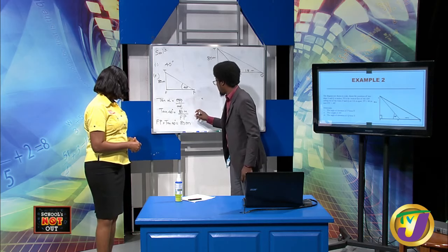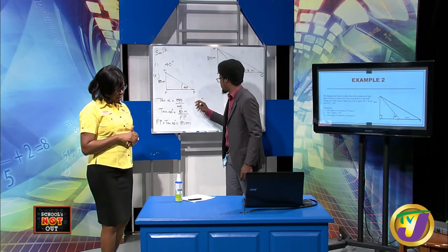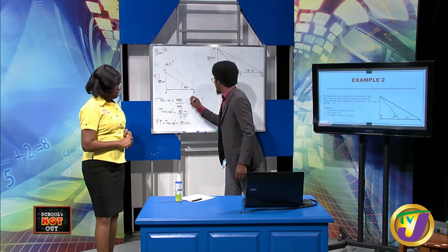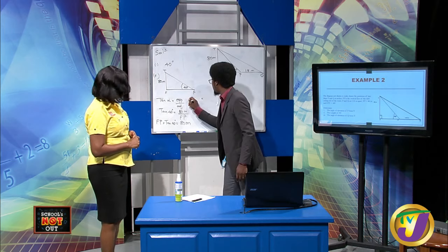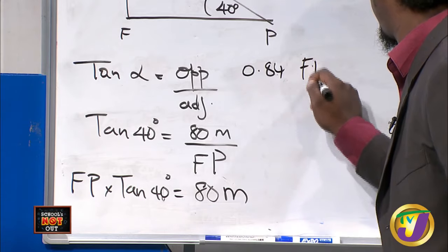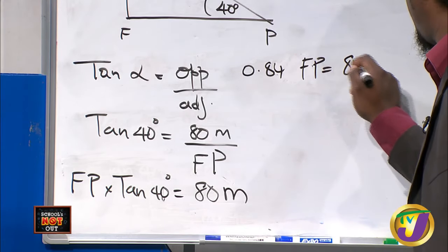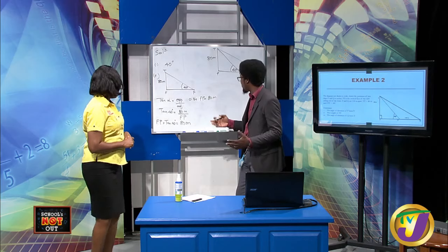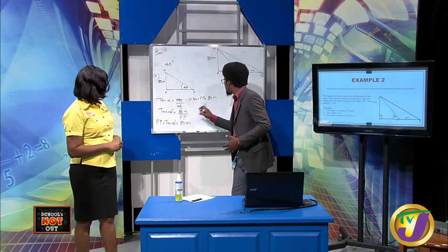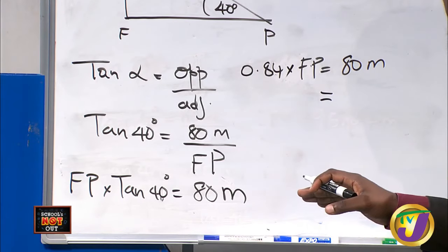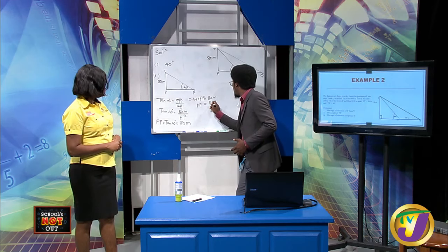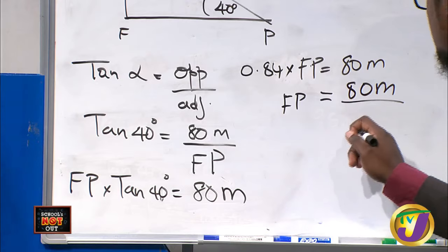When we do tan 40 on our calculator, we get 0.84. So FP times 0.84 is equal to 80 meters. We still haven't found FP by itself. We're going to have to transpose again, moving this 0.84 so FP truly becomes the subject of our equation, which is going to be equal to 80 meters divided by 0.84.